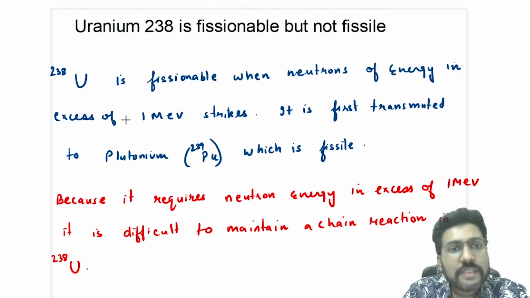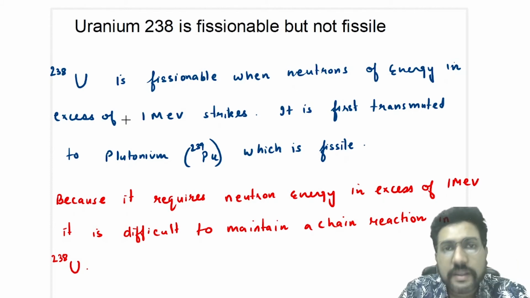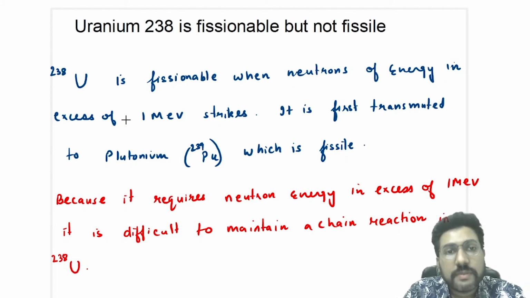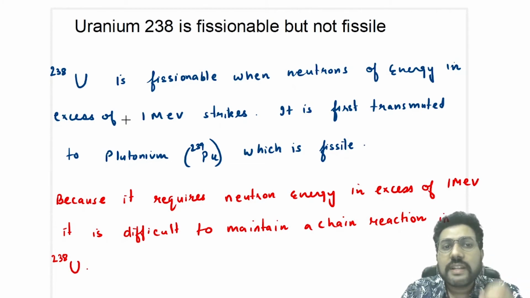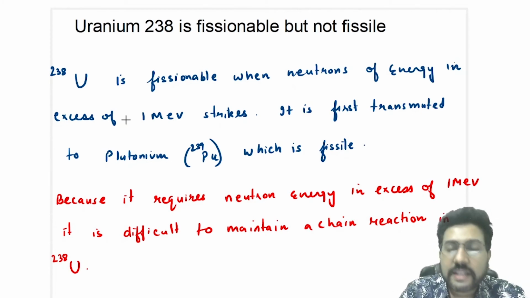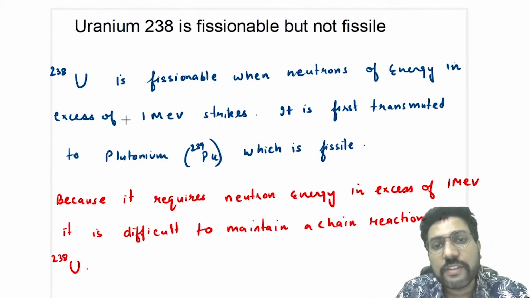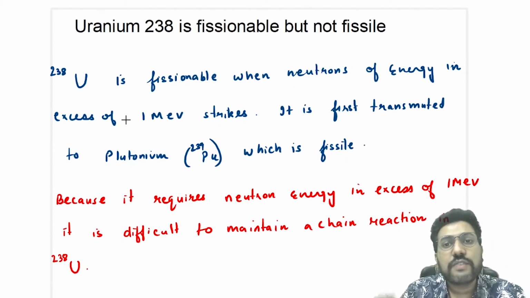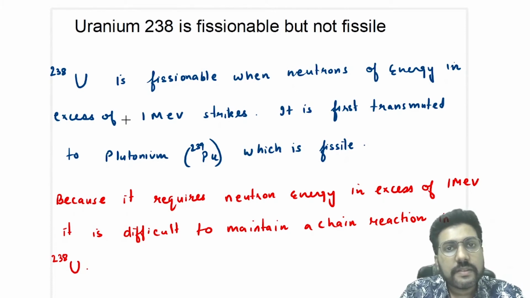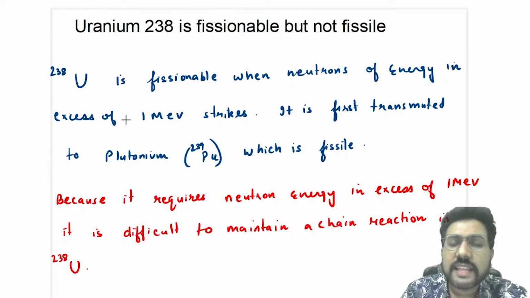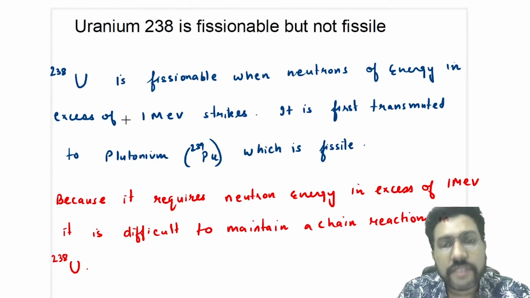So that is why you can perform fission in uranium-238, but you cannot maintain it as a chain reaction, right? So uranium-238 is fissionable because it can undergo fission using a fast moving neutron, but it is not fissile. Fissile means that if a nucleus is fissile, it can undergo a chain reaction. Okay, uranium-238 is not fissile, that means it cannot undergo a chain reaction.